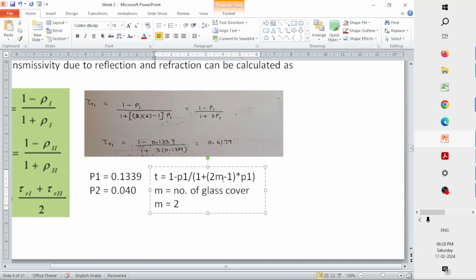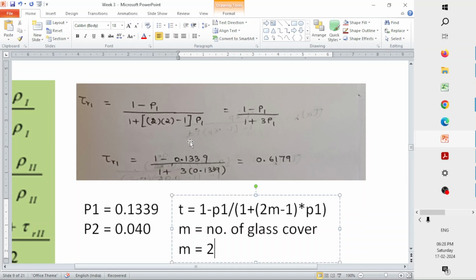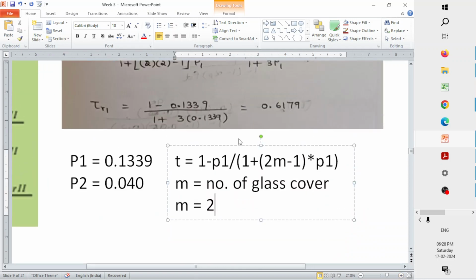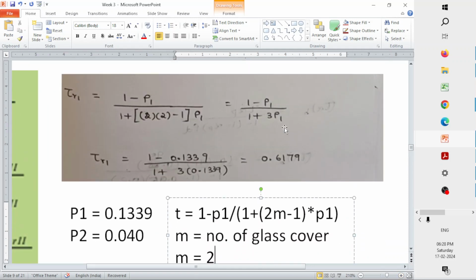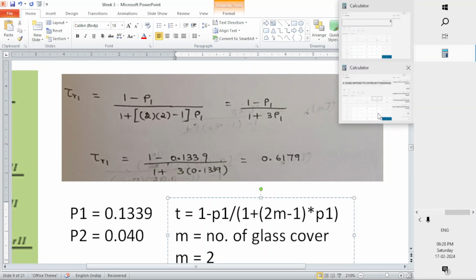So, 1 plus 2 times 2 is 4, and 4 minus 1 is 3. That is the reason tau r1 is written as 1 minus rho 1 divided by 1 plus 3 times rho 1. Rho 1 is 0.1339. So 1 minus 0.1339 divided by 1 plus 3 times 0.1339, the value will be 0.679.